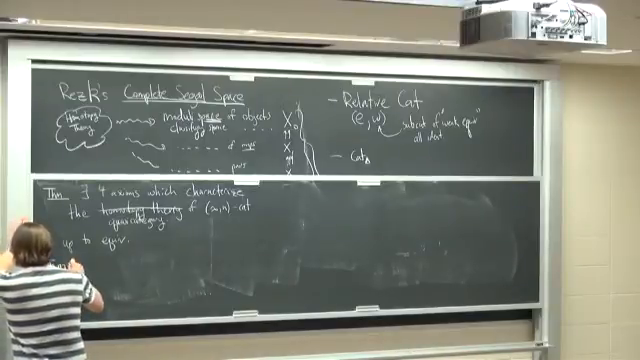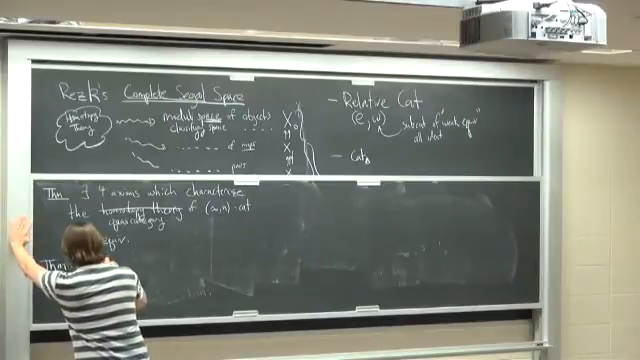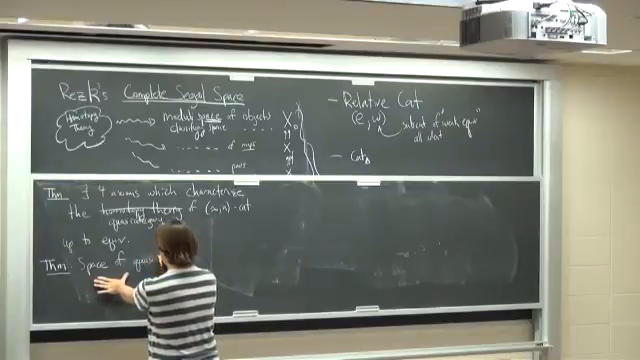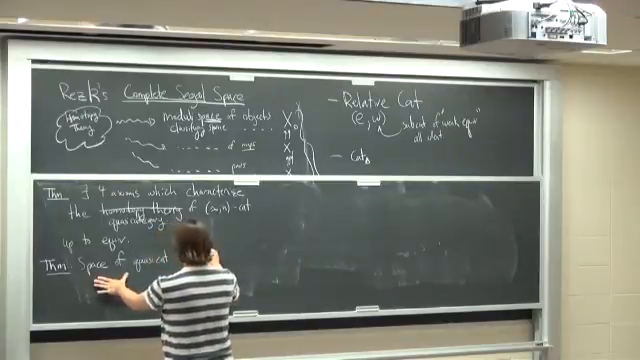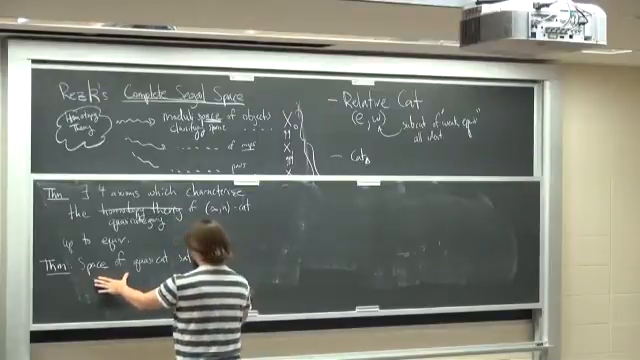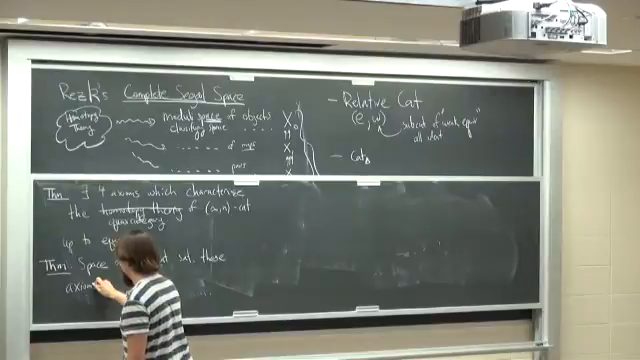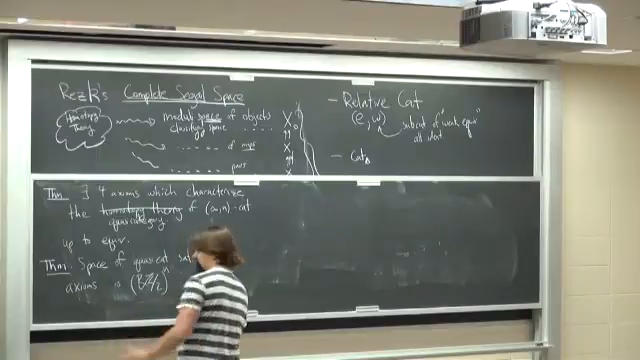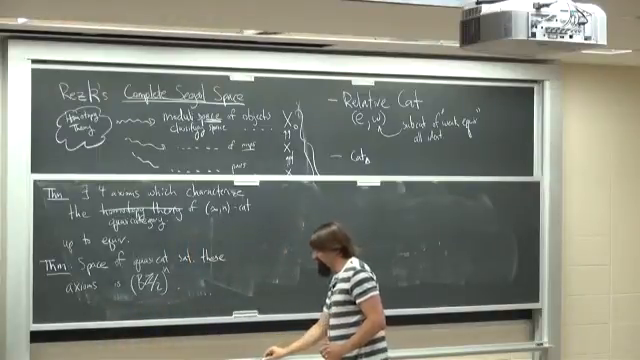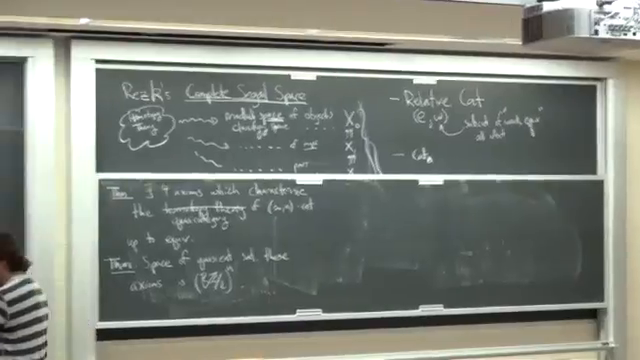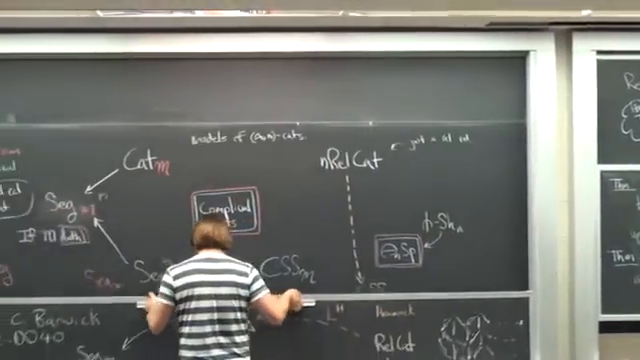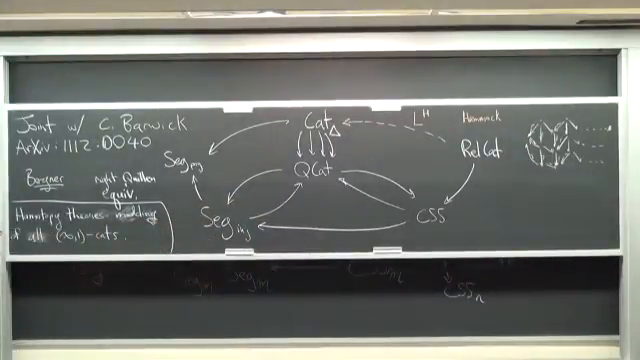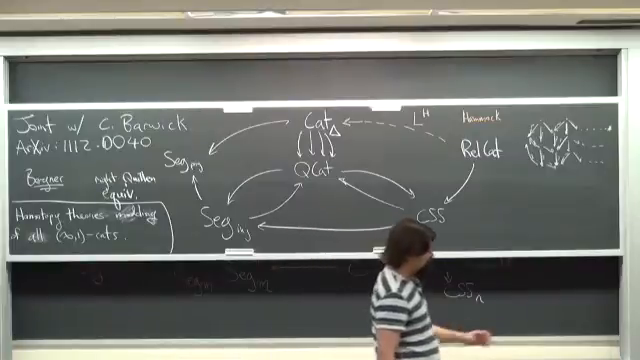The second theorem is that the space of quasi-categories satisfying these axioms is B Z mod 2 to the N. So how does that help us? In the n equals 1 case, it says that the space of quasi-categories satisfying the axioms is BZ2.